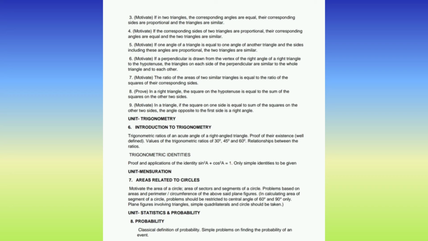Two sides will be given and you have to find the hypotenuse in a right angle triangle. Or the hypotenuse and a side are given, or all sides are given, and you have to prove whether this angle is 90 degrees or not. Just like this, questions will come in your examination.